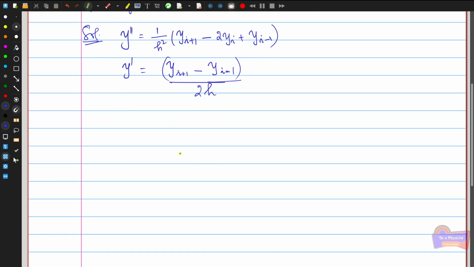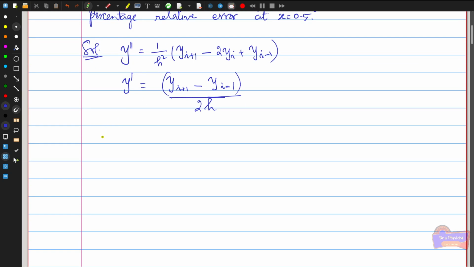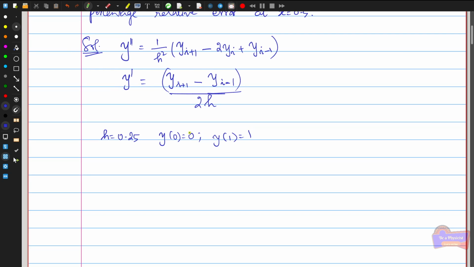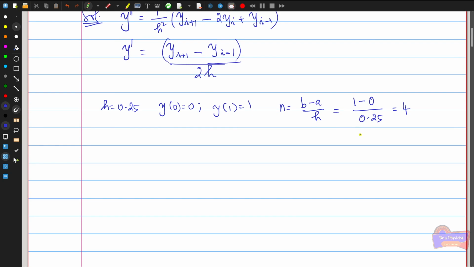As in the previous video, before proceeding further, we know the value of h is equal to 0.25, and we have the boundary values y of 0 equal to 0 and y of 1 equal to 1. We should know how many times we have to apply this equation, using the formula n is equal to b minus a divided by h. The b value is 1 minus 0 divided by h, which is 0.25, which is equal to 4. So n is equal to 4. That means you have to apply this equation 4 times.